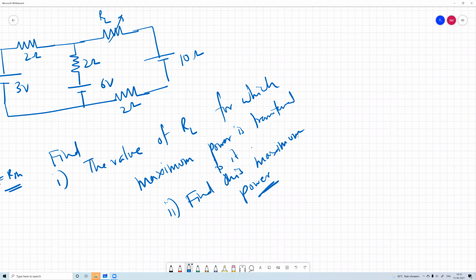How to do it? Remove RL. Yes, very good.